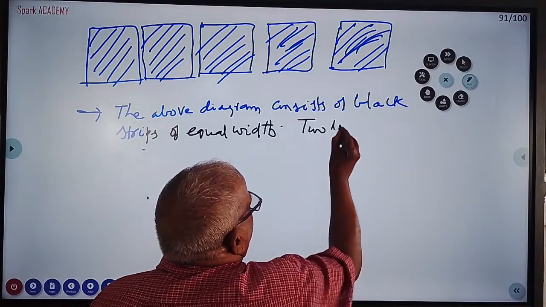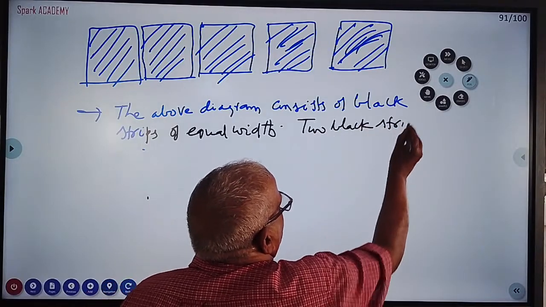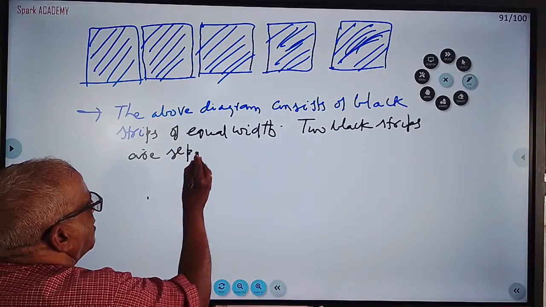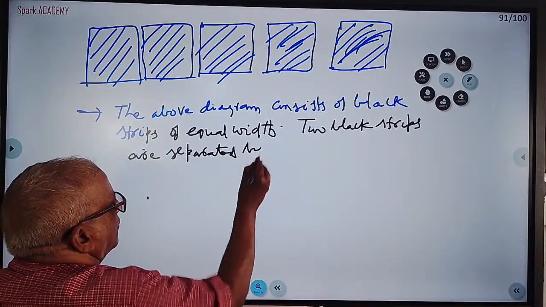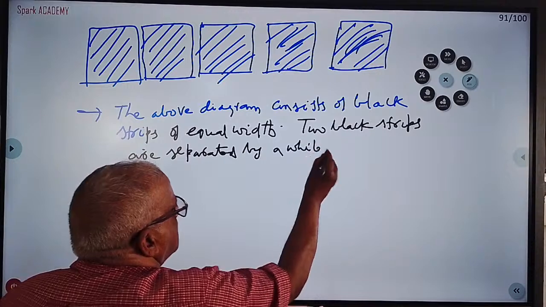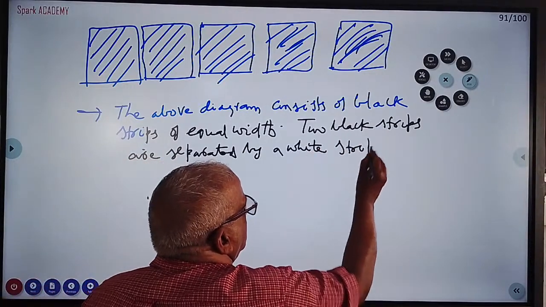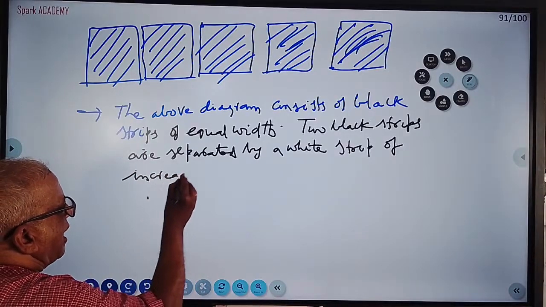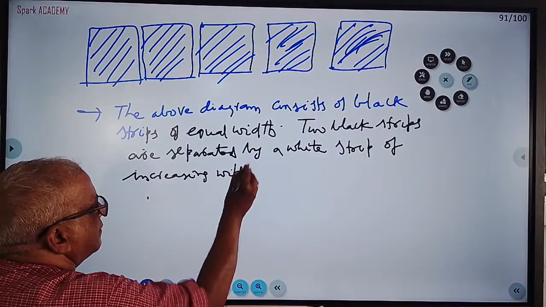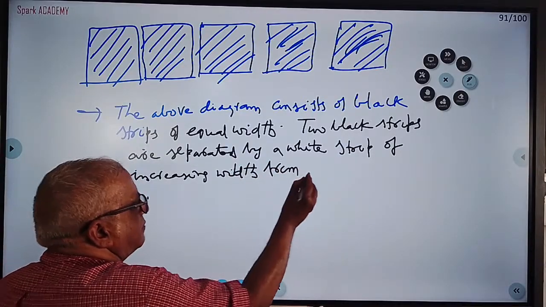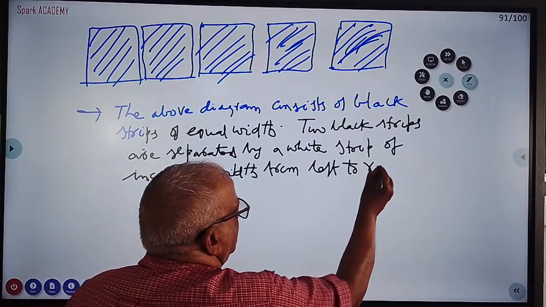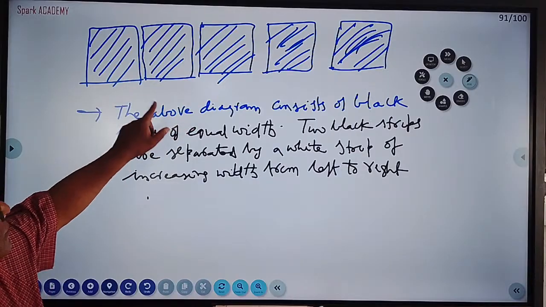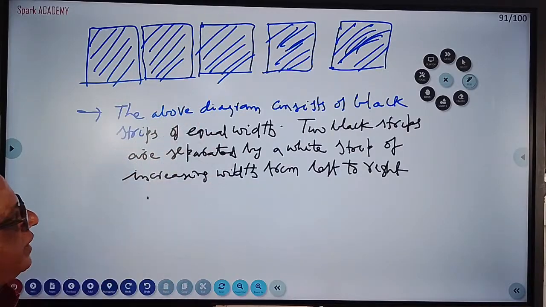Two black strips are separated by a white strip of increasing width from left to right. Here the black strip's width is remaining the same, while the white strip width is increasing from left to right.